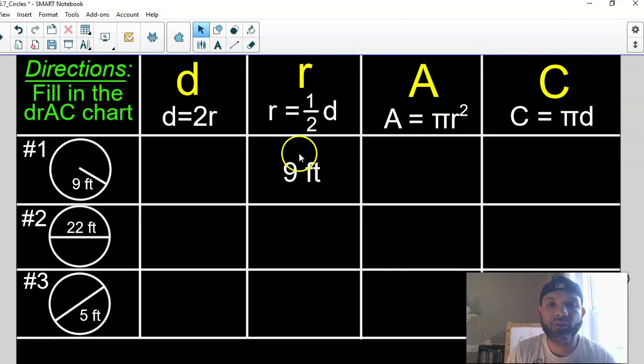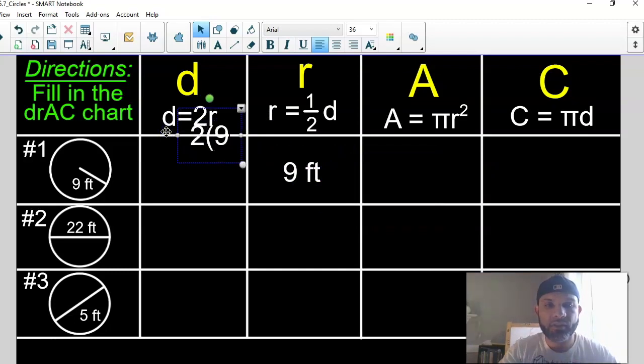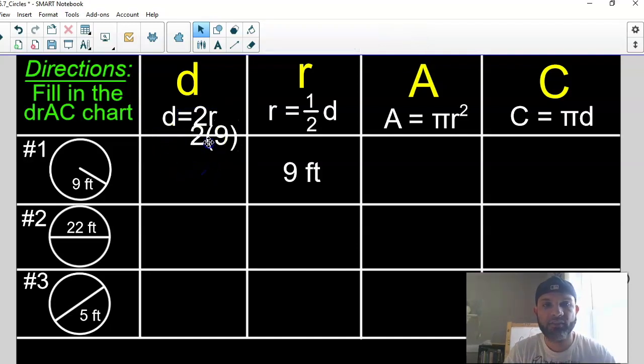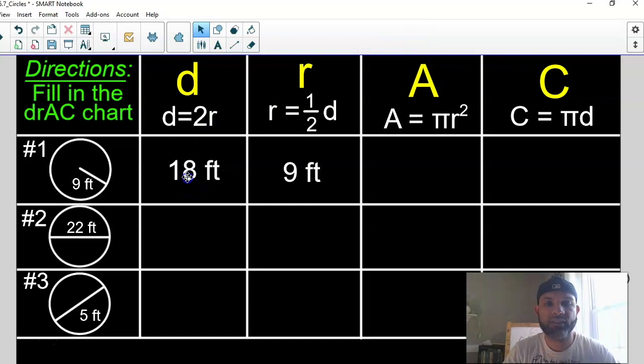Now, if the radius is 9, well, the diameter is 2 times the radius, right? In other words, it's 2 times 9. If we were to substitute here, it is 2 times the radius, which is 9, okay? And what is 2 times 9? Well, 2 times 9 is 18. And again, our dimension is feet.